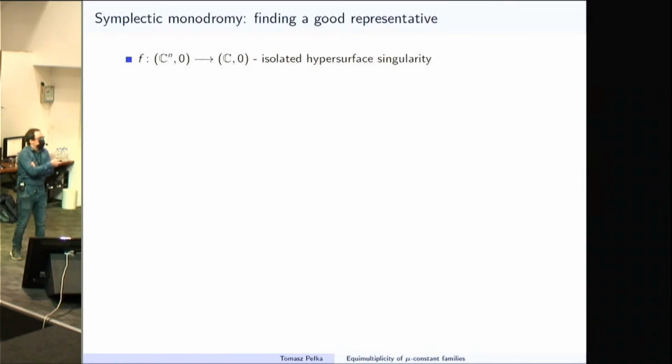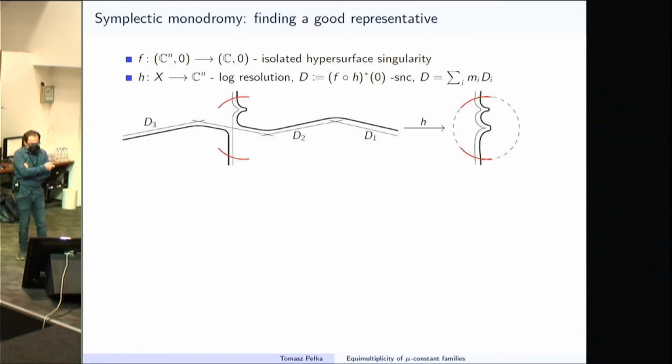And yeah, so let's check it out. I start again with an isolated hypersurface singularity. I take its log resolution, so I blow up over the origin in such a way that the preimage is a simple normal crossing divisor. And note that I'm not dealing with a Milnor fiber here. I took what you see for T non-zero in the first picture, in the family picture.